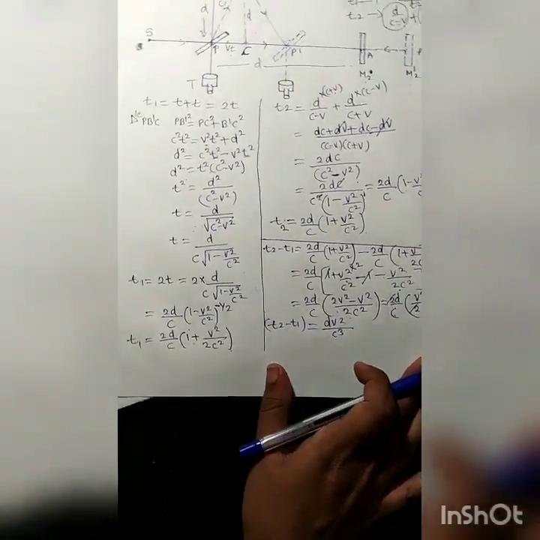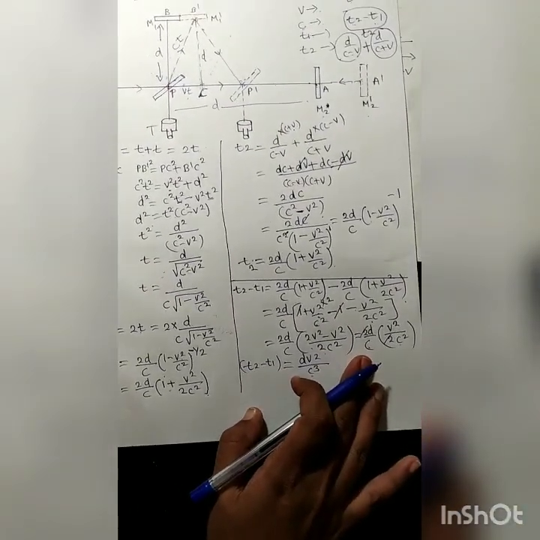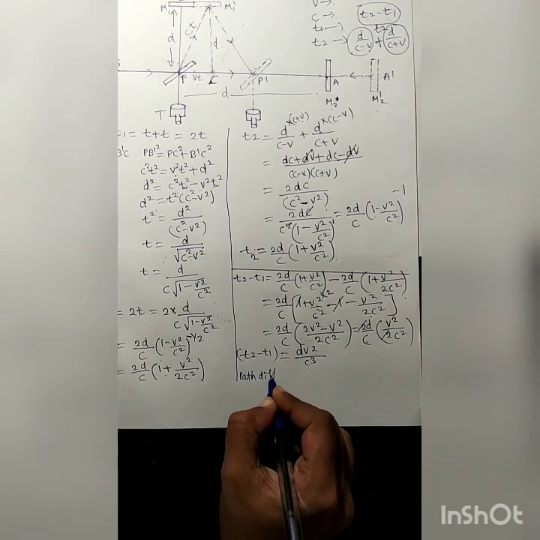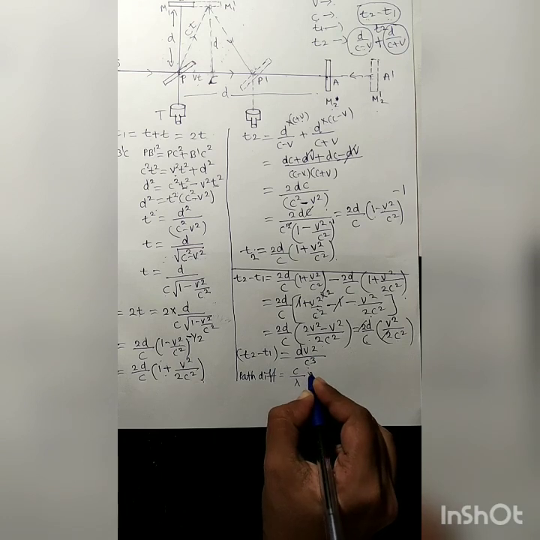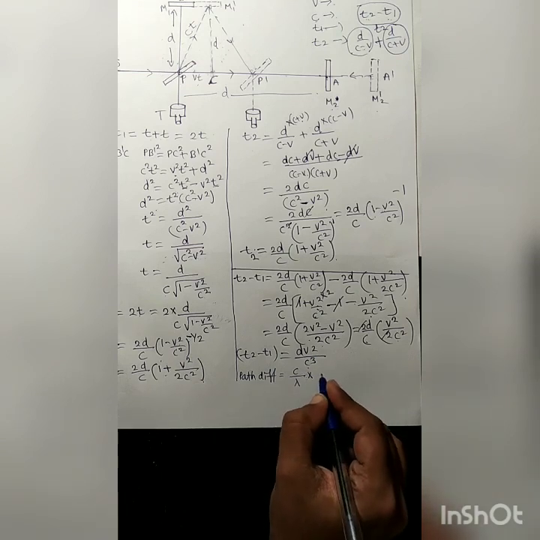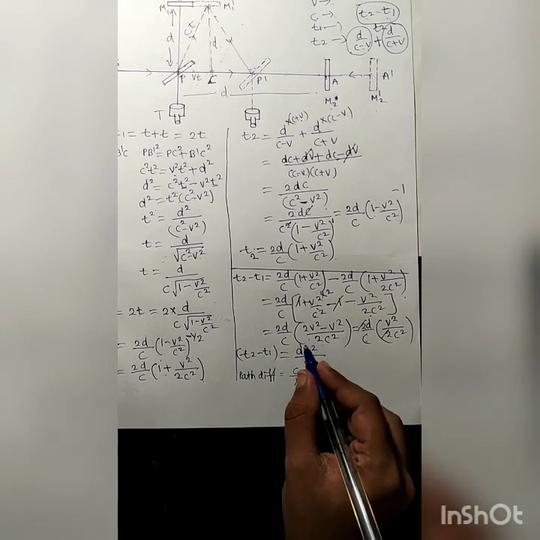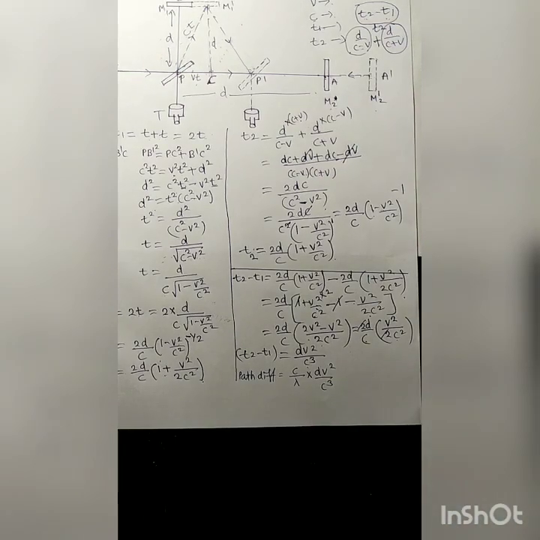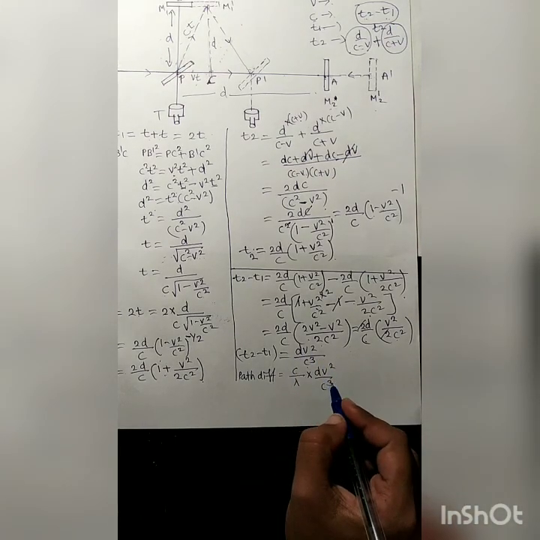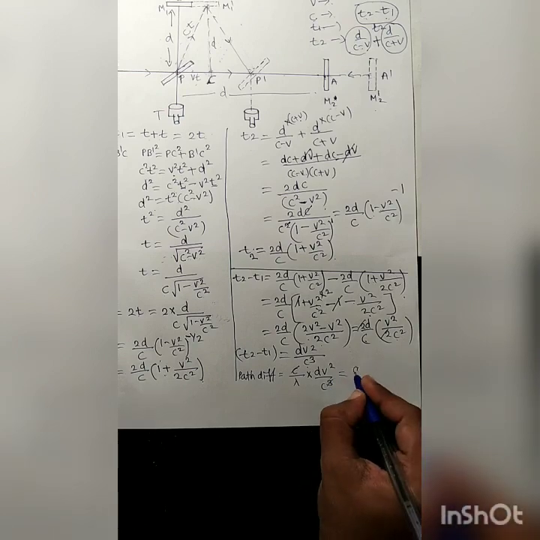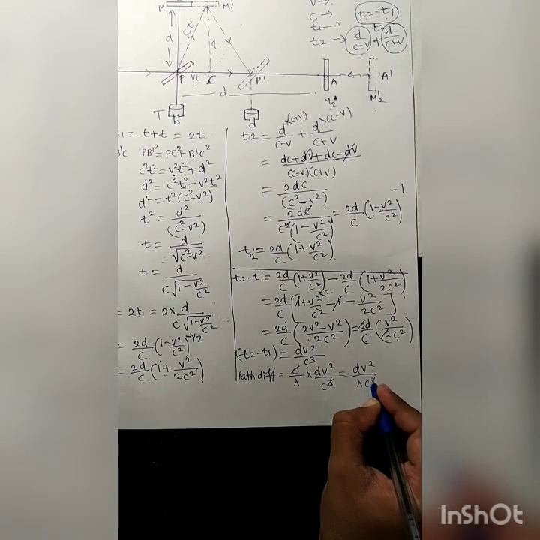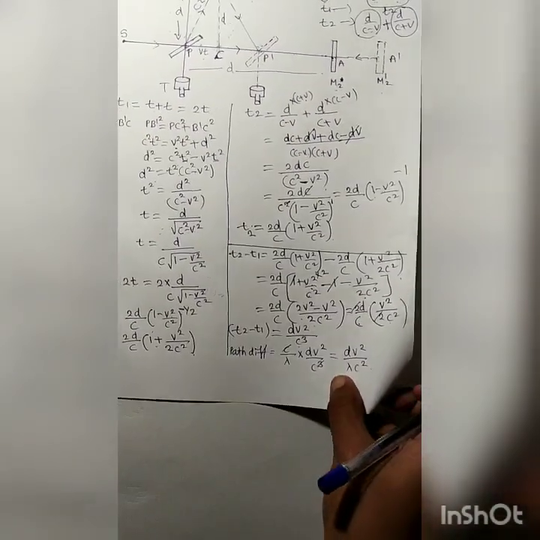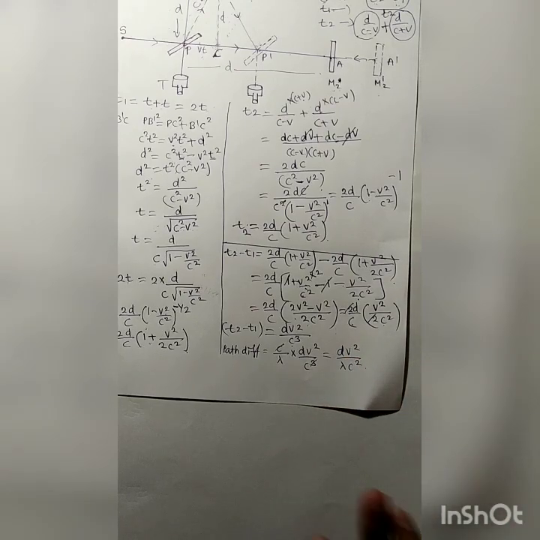Path difference is equal to c by lambda into the time difference. And we already have the time difference, so I will directly substitute. That is d v square divided by c cube. Now cancelling the terms, one of the c gets cancelled. So you will get d v square divided by lambda into c square. The path difference between the rays you are getting is d v square divided by lambda into c square.